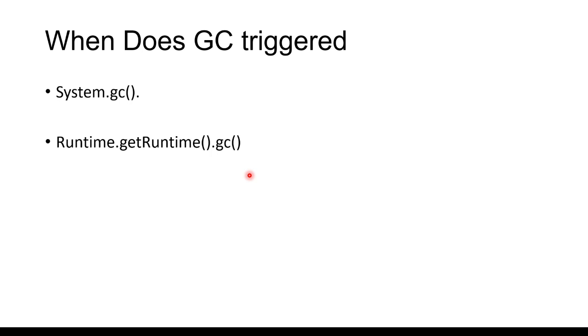You feel like once the GC is triggered, it should clean up the space. But when the GC is triggered using these commands, there is no guarantee that it will clean up the space. Only the JVM has the control, and when the JVM feels memory is low, it will trigger the GC and free up the space. So this is how the garbage collector works in Java.